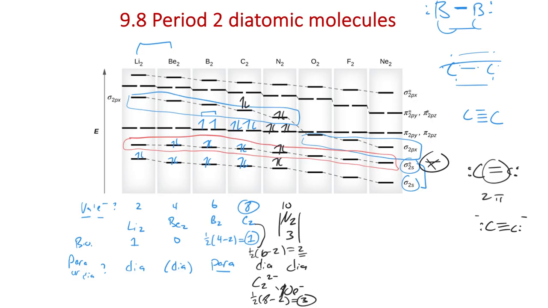Then we get to O2. O2 is that paramagnetic one. We did this earlier. But now it turns out that this orbital set here, the sigma 2px, why is it so sensitive? Why is it starting off higher than the pi set and then dropping lower?